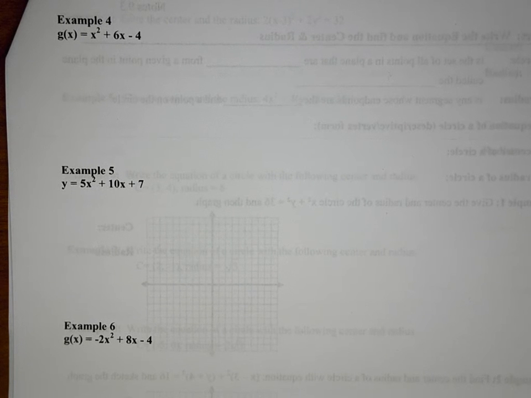It's the same thing as a big Y. So even though it says g of x, you can just write that as a y. It's still the same.